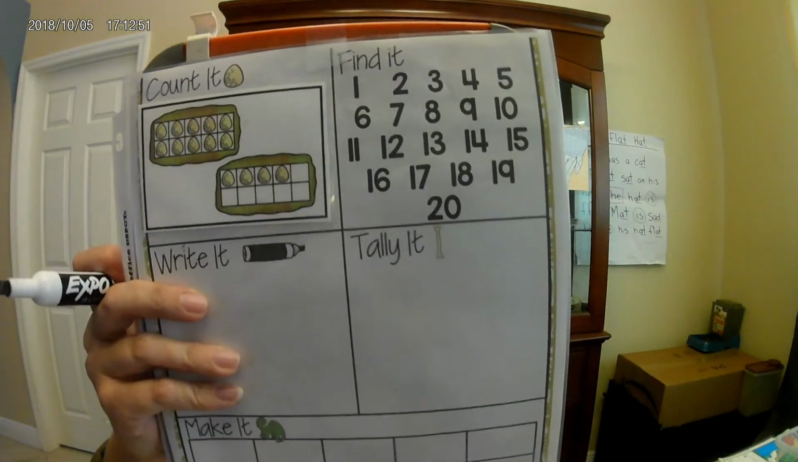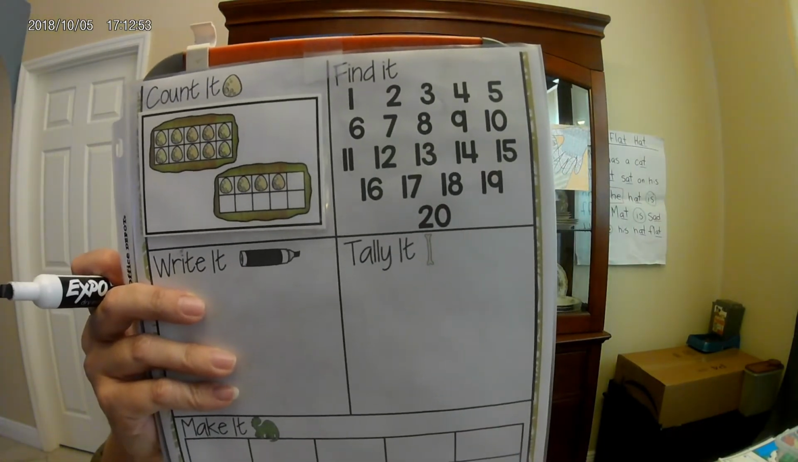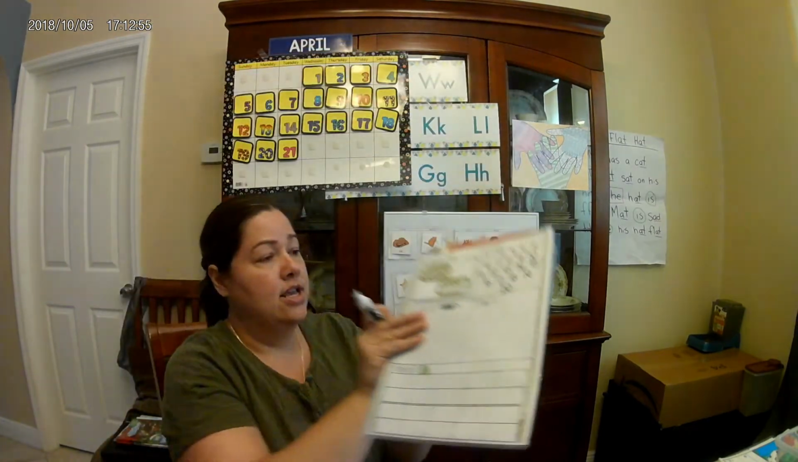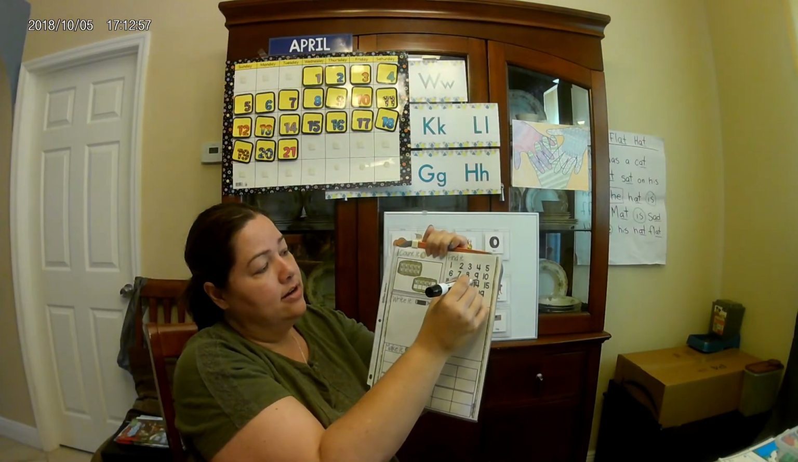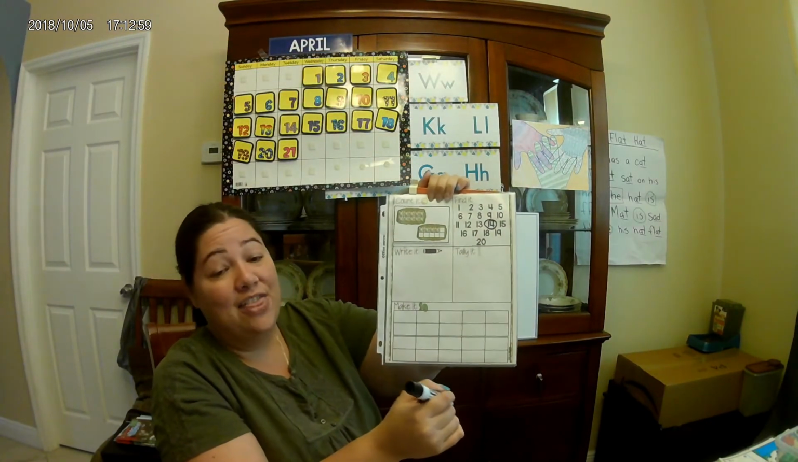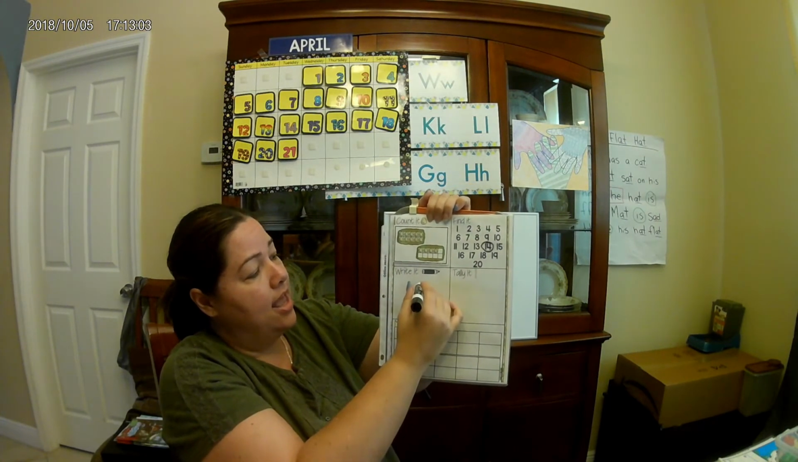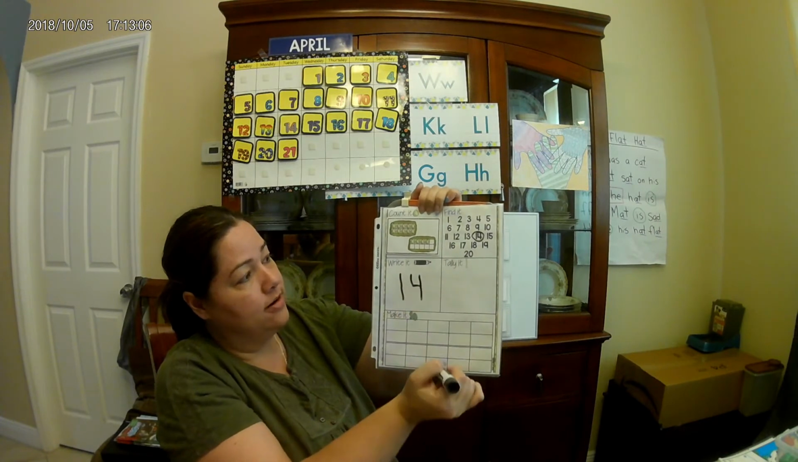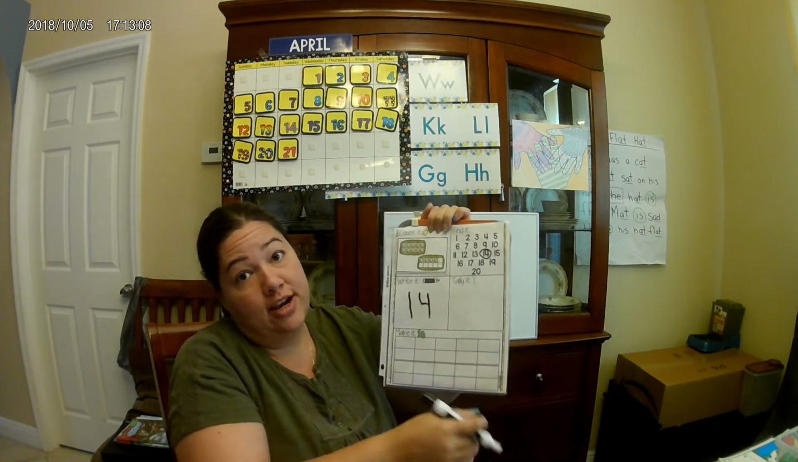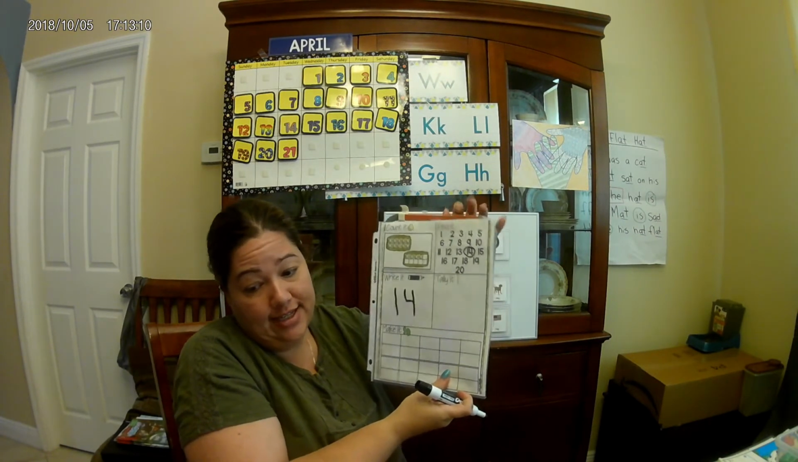We just got done doing the number 13, so the next number is 14. So I'm going to circle my 14 here because it comes after 13. And then you're going to write your number 14. So we have a 1 and a 4. Okay, now I want you to try to do your tally marks with 14 tally marks.